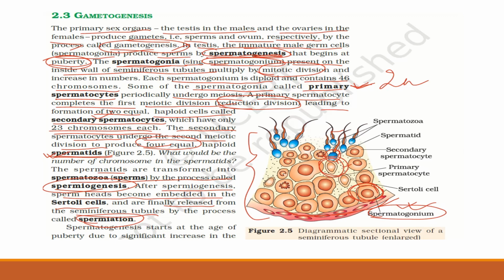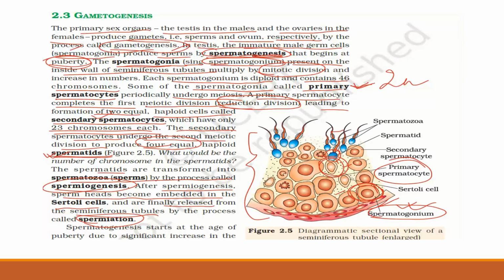Now this is spermiation, that is the final release of these sperms from the seminiferous tubule. So spermatogonia are present in the inner lining of the seminiferous tubule. They are first multiplied by the process of mitosis. Then the primary spermatocyte is formed, which undergoes the first meiotic division.